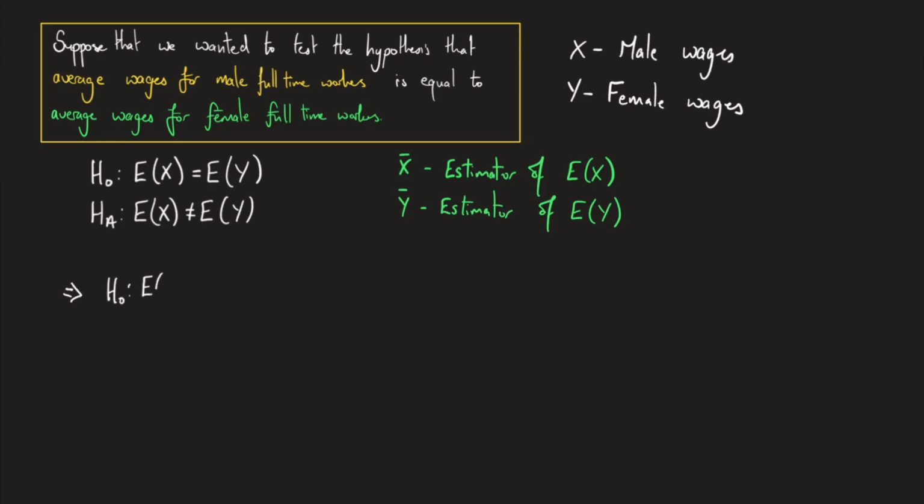the difference in the expectation, so expectation of X minus expectation of Y, is equal to 0. All that we've done is we've subtracted the expectation of Y from both the left and the right-hand side, and this hypothesis that we've written down is equivalent to the original null hypothesis. And similarly, the alternative hypothesis that the expectation of X minus the expectation of Y is not equal to 0 is just equivalent to the population averages being different.